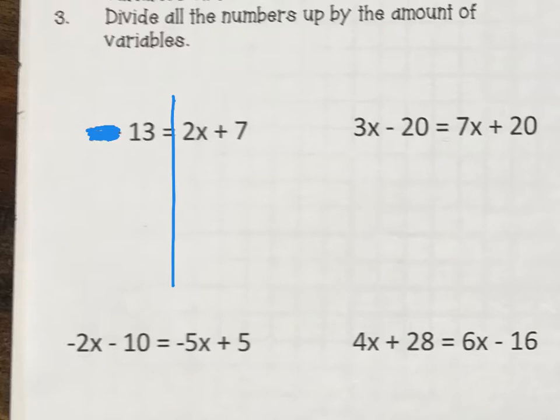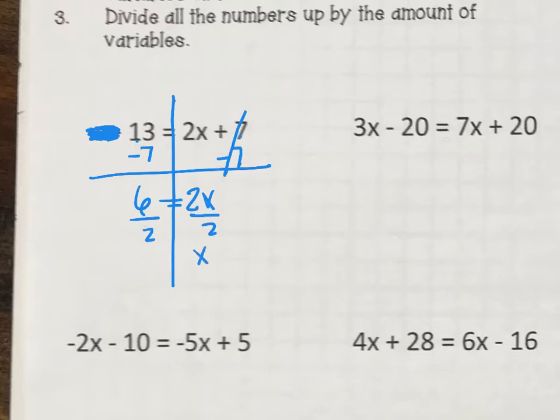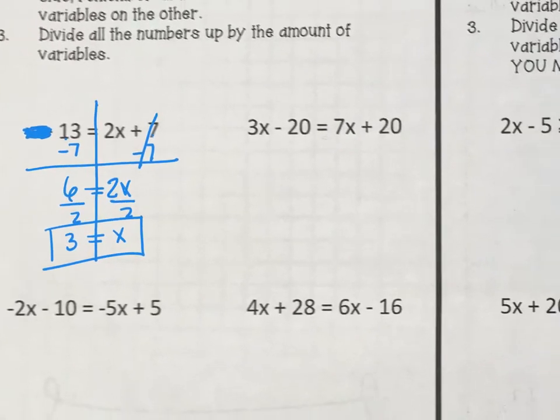I'm going to combine like terms, so to do that, I need to move this 7 to this side. So I'm going to subtract 7, and that's going to cancel that, and it's going to give me 2x equals 6. And I know that I can't have 2 and x together. I'm going to divide by 2. X is going to equal 3. So my answer for that one is number 3.